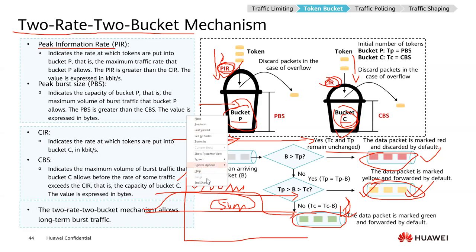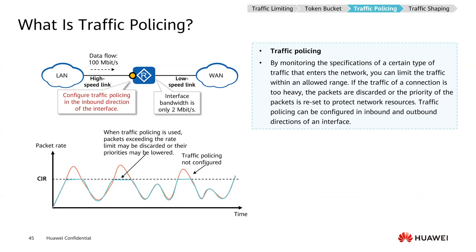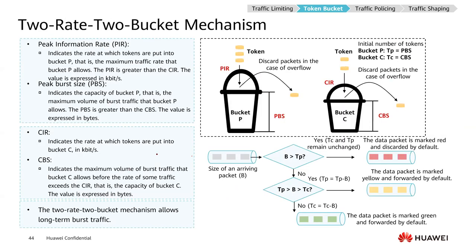Here let me answer some questions about the token bucket first. The first question is: are tokens allocated by the packet or by byte? As long as the marking is done on a packet basis, for my understanding the token is based on bits, because when you are doing the configuration, you can see you set the speed based on bits.